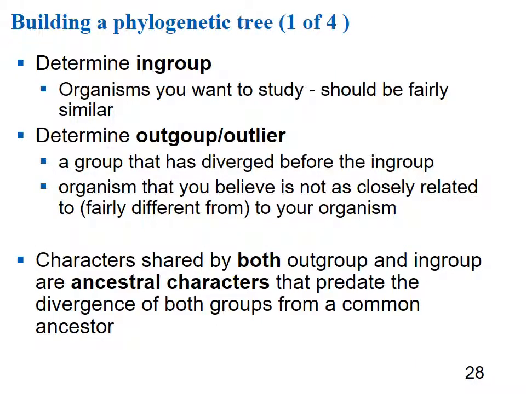So to build a phylogenetic tree, we're going to do this together in class as well. But first you're going to need to determine your in-group, which is the group of critters you want to study. They should be pretty similar to each other. And then you want to determine an outgroup, or an outlier. That is a group that has diverged before the in-group, and they should be related but not as closely related to each other as the members in the in-group. So they should be pretty different. And then if we have characters that are shared by both the outgroup and the in-group, those would be ancestral characters that predate the divergence of both groups from a common ancestor.